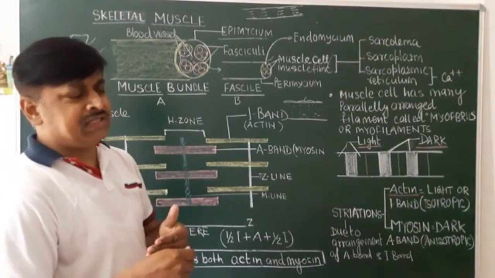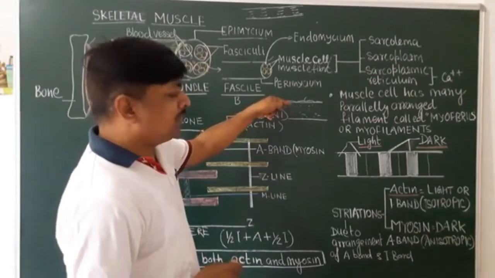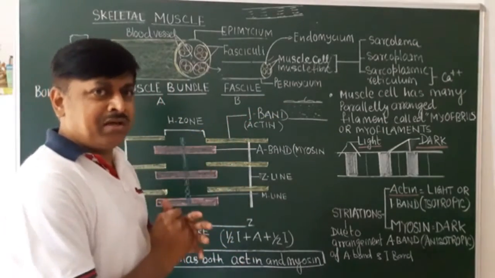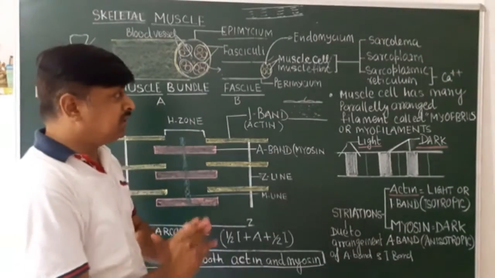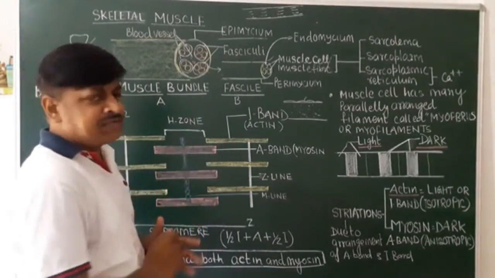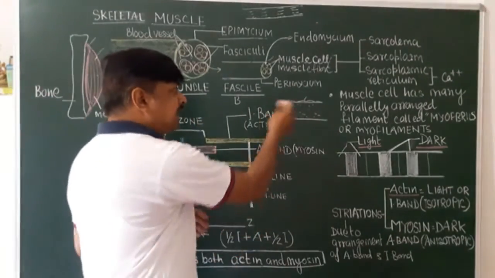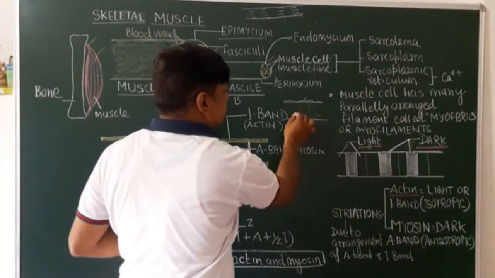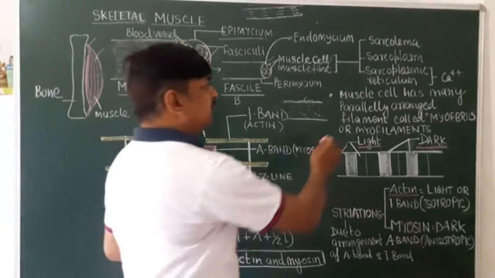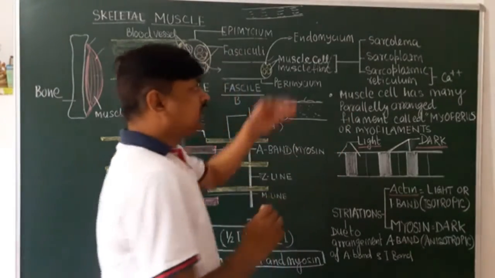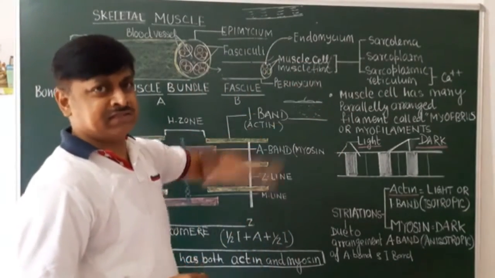Students, remember these names. The cell membrane is known as the sarcolemma, the cytoplasm is known as the sarcoplasm, and inside this sarcoplasm the endoplasmic reticulum is there, that is called the sarcoplasmic reticulum. Clear? So these three names are associated with striated muscle.